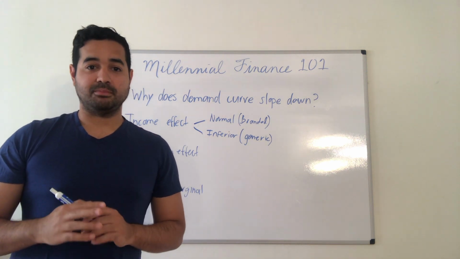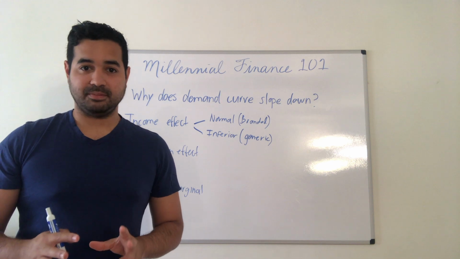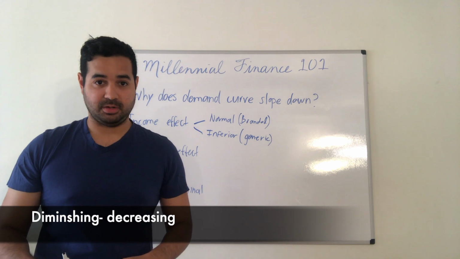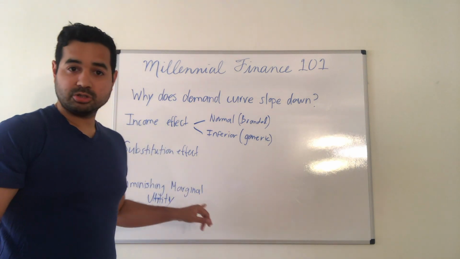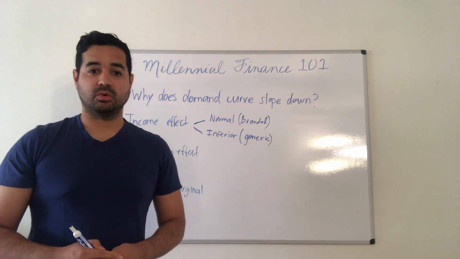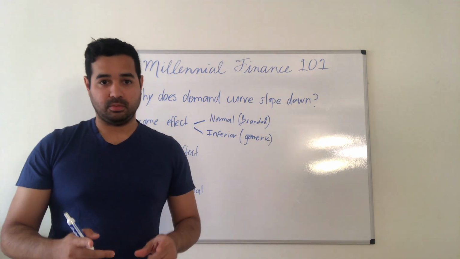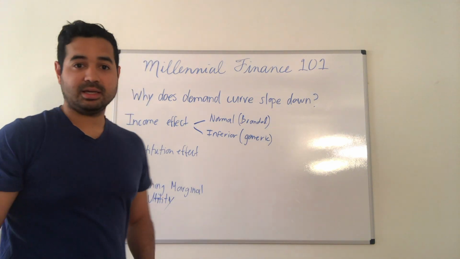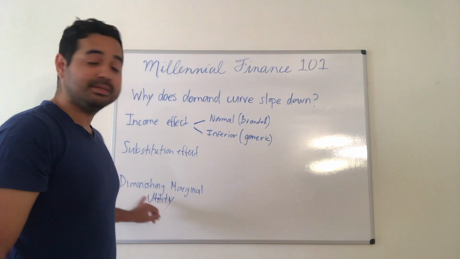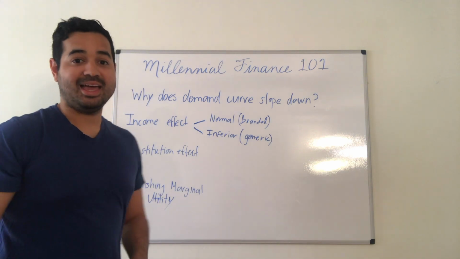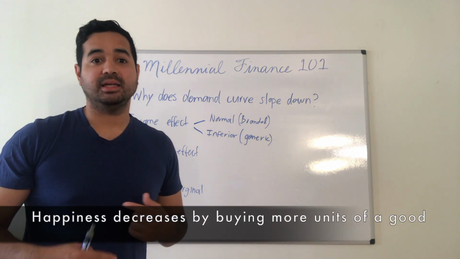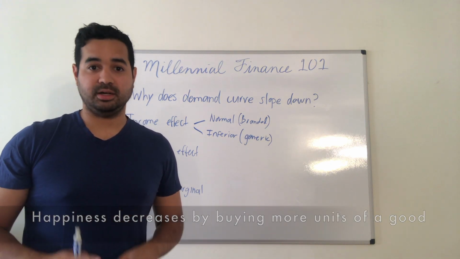Now, diminishing marginal utility, we should break that up into three different words. So diminishing means less, right? Becoming smaller. The word marginal in economics means one more, right? So anytime you hear the word marginal, always think one more. And then utility can be considered happiness. So diminishing marginal utility explains how your happiness changes by consuming one more unit of a good.